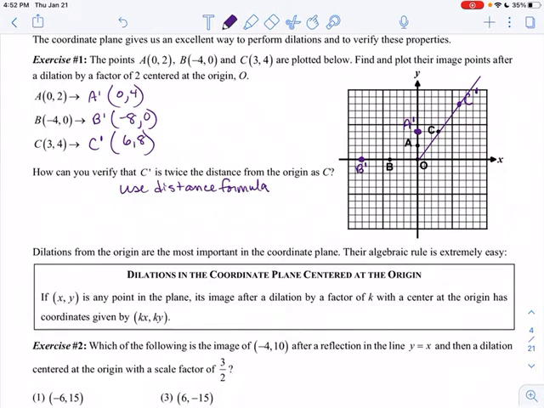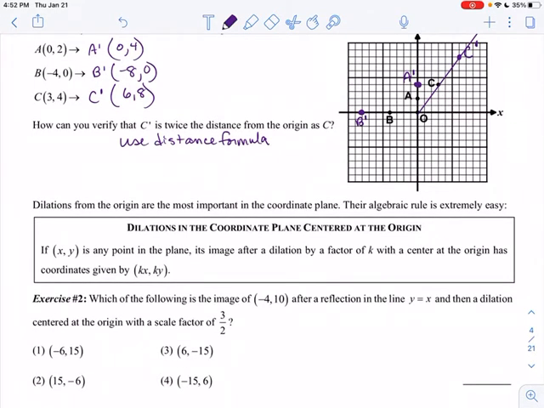All right, so dilations from the origin are the most important in the coordinate plane. Their algebraic rule is extremely easy. So whenever we're doing a dilation, if I have a point (x, y) and I'm dilating from the origin with a scale factor of k, all I'm doing is multiplying the x and the y by that scale factor. And that's exactly what I did up above. So this is just telling us the rule.